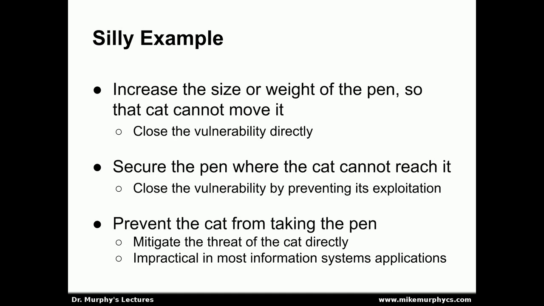So let's take our silly example again. There are a couple of ways that we could make the pen less vulnerable to the cat. One way is that we could increase the size or weight of the pen so that the cat couldn't move it. So we could make the pen 4 feet long and weigh 20 pounds, and then the cat is not going to be able to move the pen. That would be a way of directly closing the vulnerability. Unfortunately, that choice would have some side effects. It would be fairly difficult to write with a 20-pound, 4-foot-long pen.